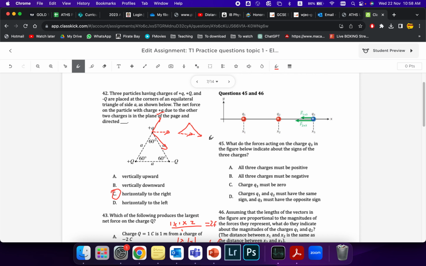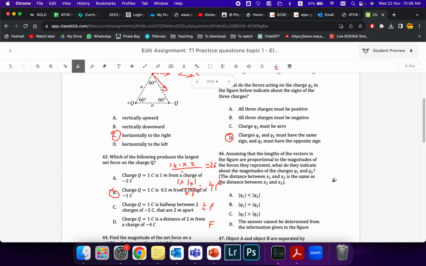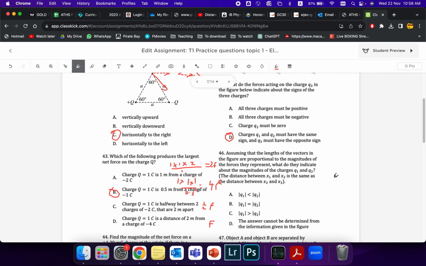And over here, now looking at this one, this is being attracted by this one and by this one. What does it say? Well, of course, if it's attracted to both of these, this must be opposite to both of these. Maybe minus, maybe plus, maybe plus. That would be the answer here. All right. And the next question over here is asking about the magnitude of them.